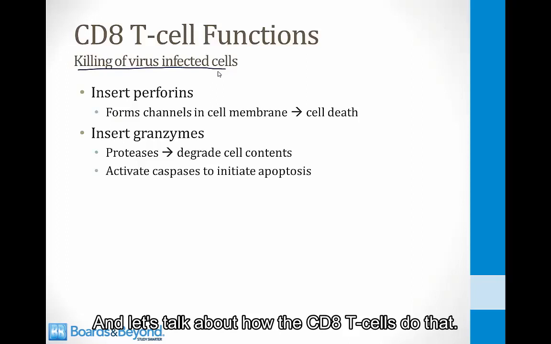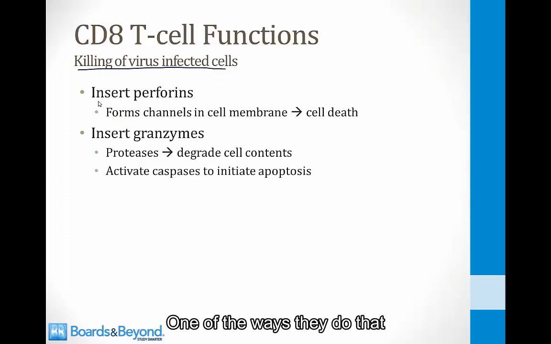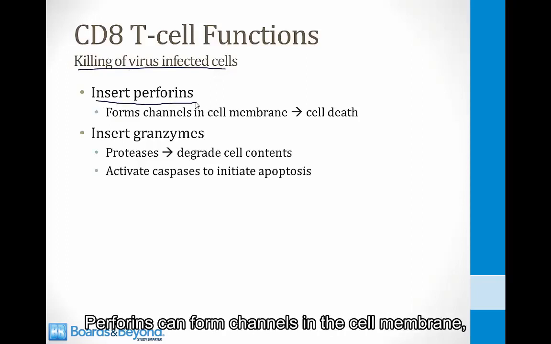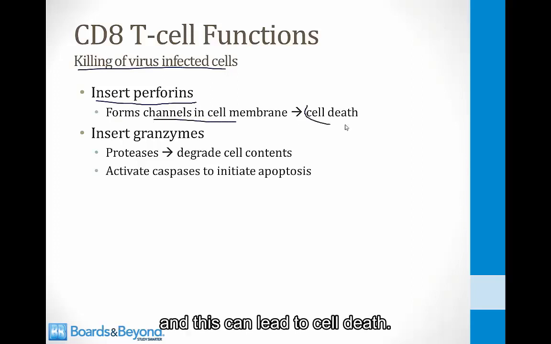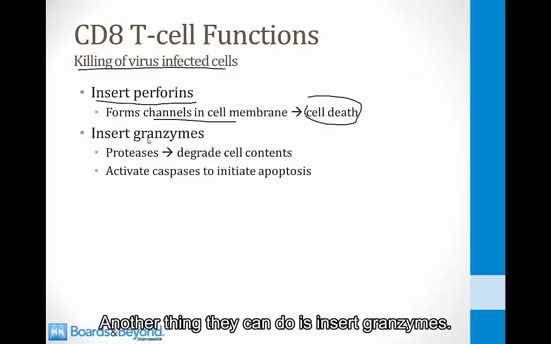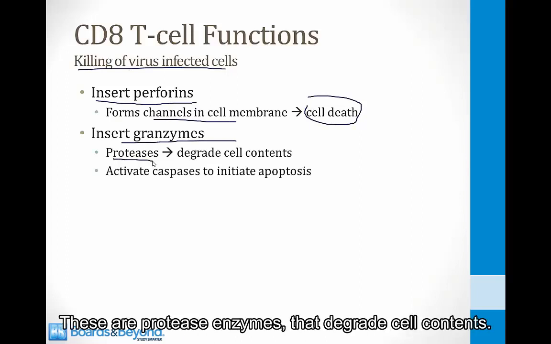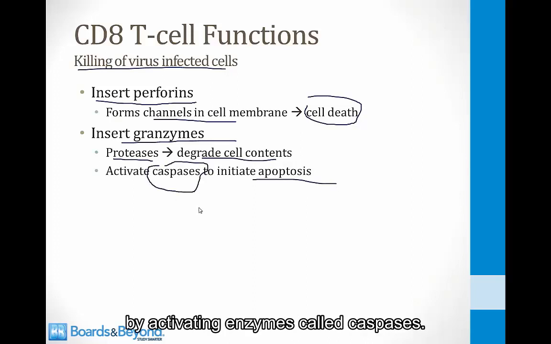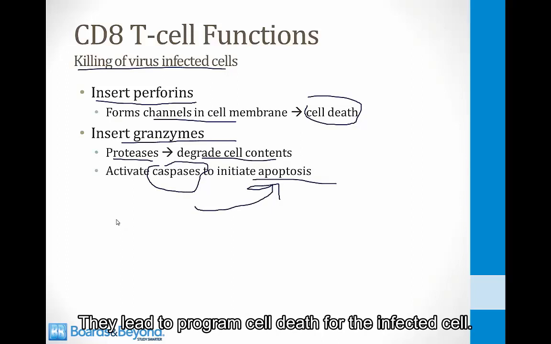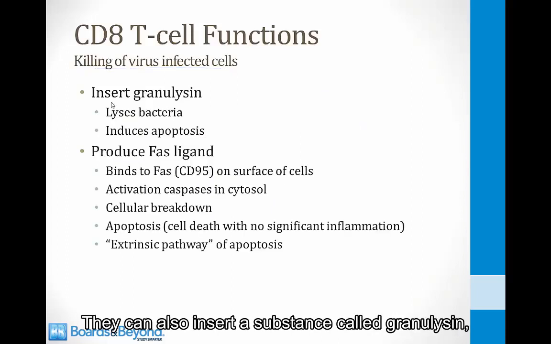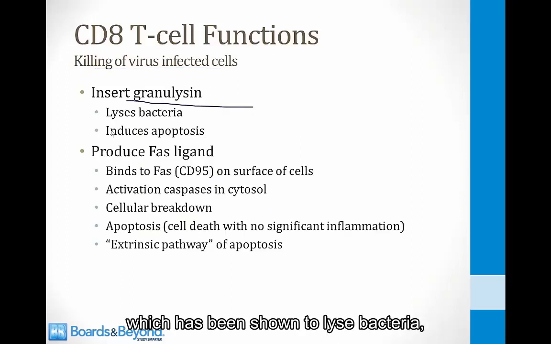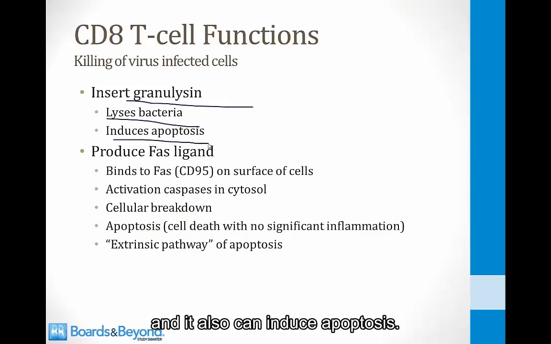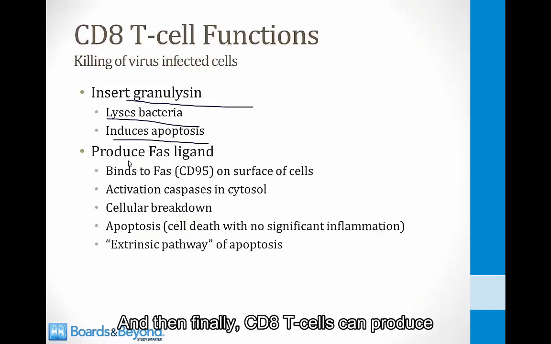And let's talk about how the CD8 T cells do that. One of the ways they do that is by inserting molecules called perforins. Perforins can form channels in the cell membrane, and this can lead to cell death. Another thing they can do is insert granzymes. These are protease enzymes that degrade cell contents. These can activate apoptosis inside the cell by activating enzymes called caspases that lead to programmed cell death for the infected cell. They can also insert a substance called granulysin, which has been shown to lyse bacteria, and it also can induce apoptosis.